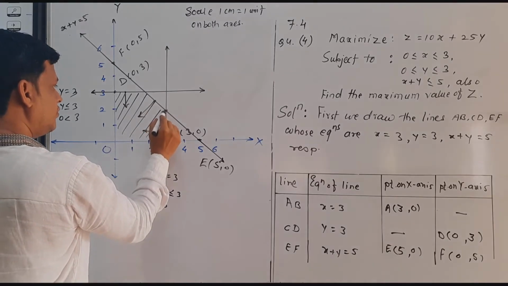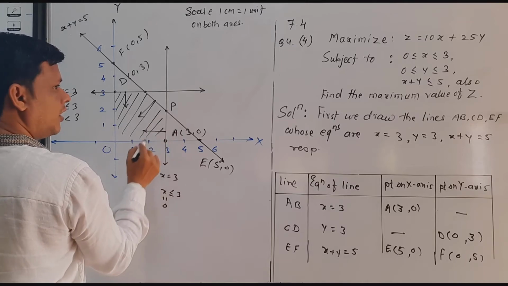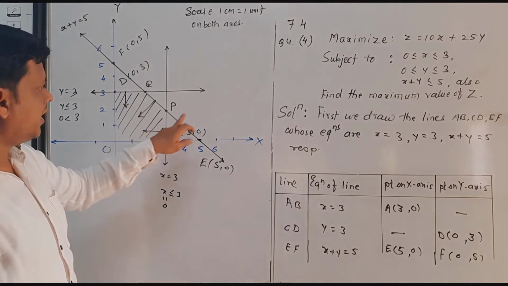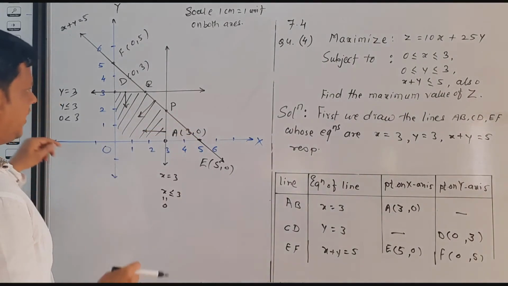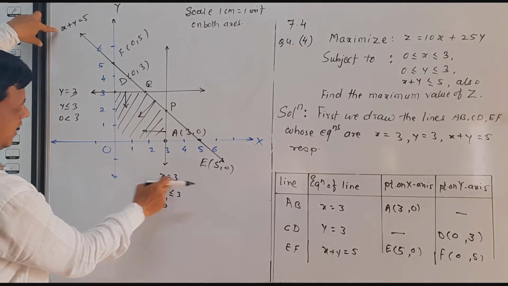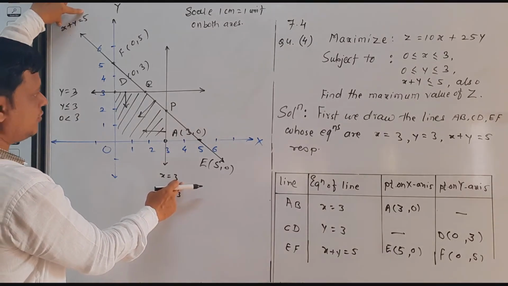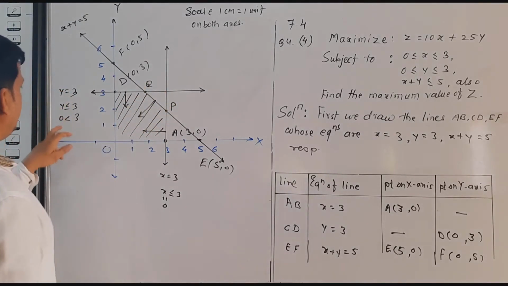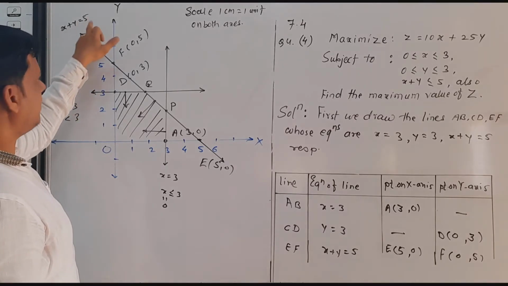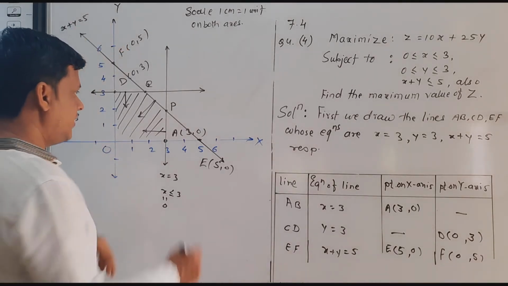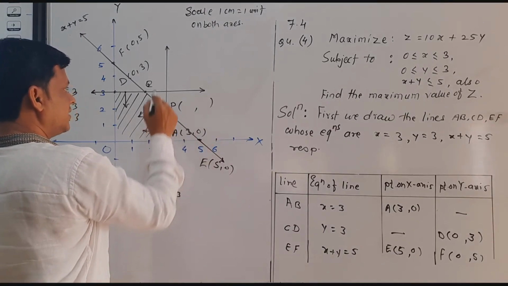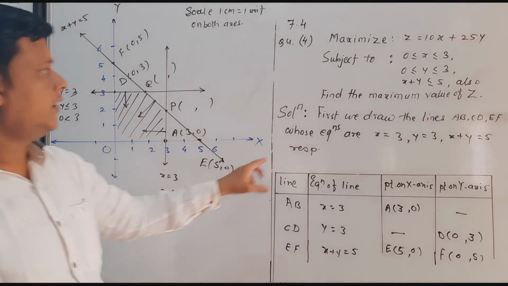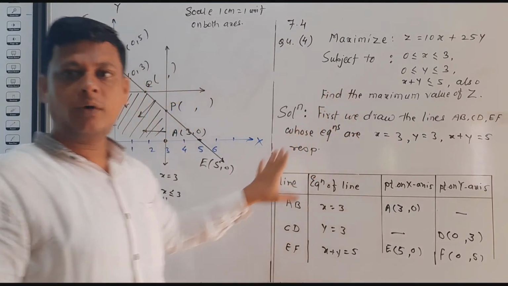Now here we get two new points. This point we call P, and this point we call Q. Now we have to find the coordinate of point P. For that we have to solve these two equations, x equals 3 and x plus y equals 5. And to find the coordinate of point Q, we have to solve these two equations, y equals 3 and x plus y equals 5. That means we find the coordinate of point P first, then the coordinate of point Q, then we find the maximum value of Z with the help of the corner points.